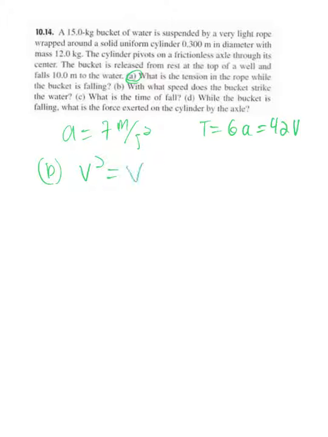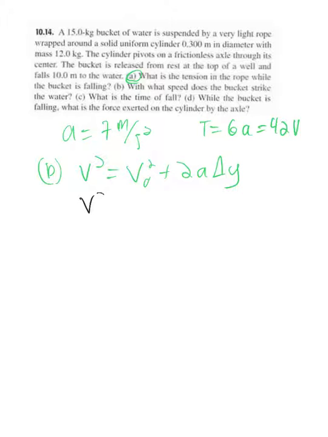So you'll recall from the last part that A is 7 meters per second squared, and that tension equals 6A. So that's going to be 42 newtons. That's our first part here. The next question says, well, with what speed does the bucket strike the water? That's just straight up kinematics. So for part B, to find that, I'm going to use V squared equals V naught squared plus 2A delta Y, because it's falling in this case.